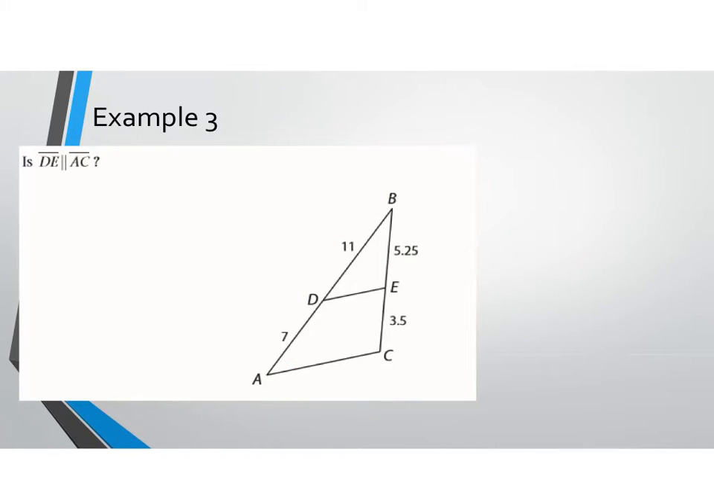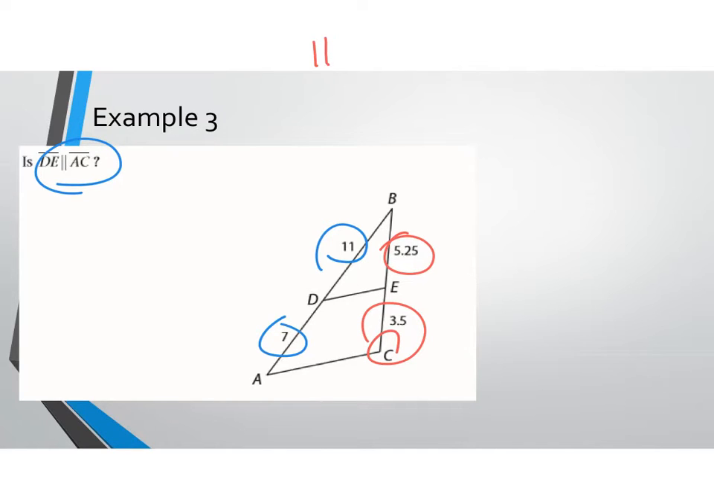All right, example 3, same question. Are the lines definitely parallel? Let's check the triangle proportionality, part to part, and part to part. And if we have equivalent ratios, then we'll say yes, they're parallel. If we do not, we'll say no. So let's write 11 to 7, asking ourselves if that's equivalent to 5.25 over 3.5.